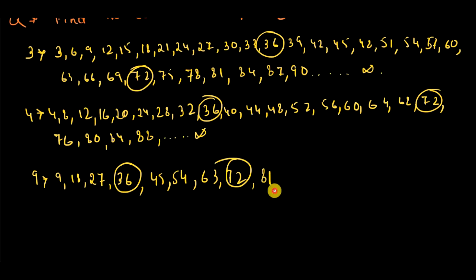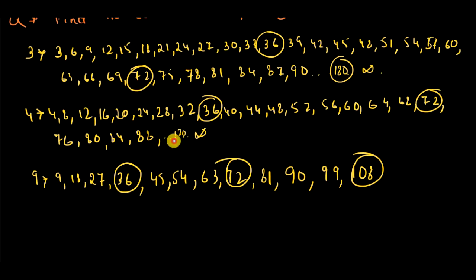So 81, and 90, and 99, 108. Yeah, this will be a common multiple. It will be there, 180 somewhere here. Similarly for this, 180 somewhere here, and then so on till infinity.